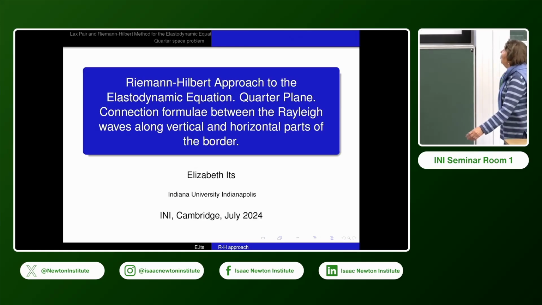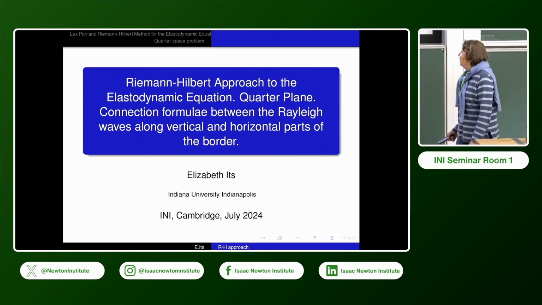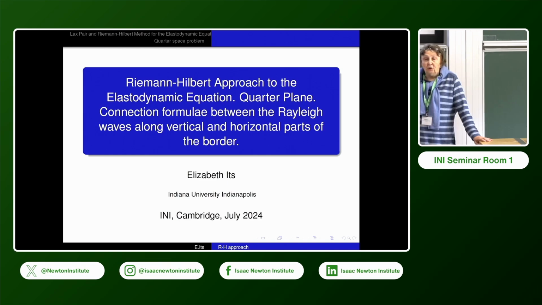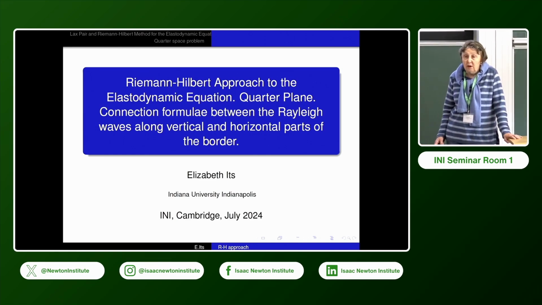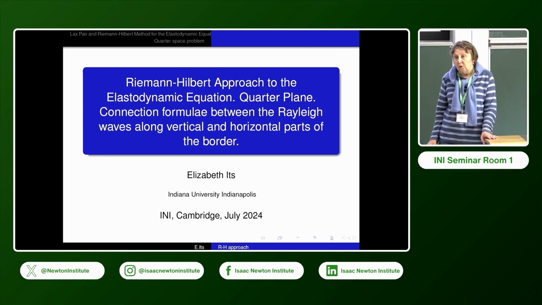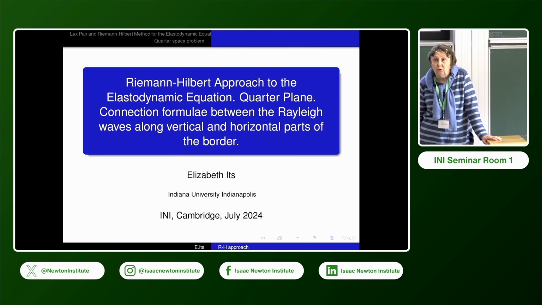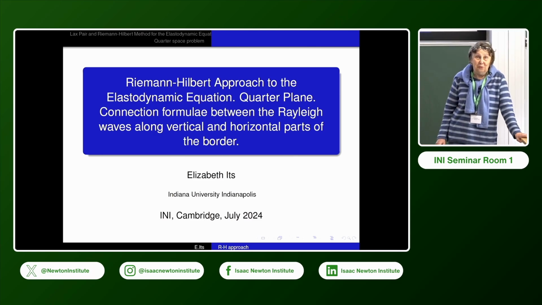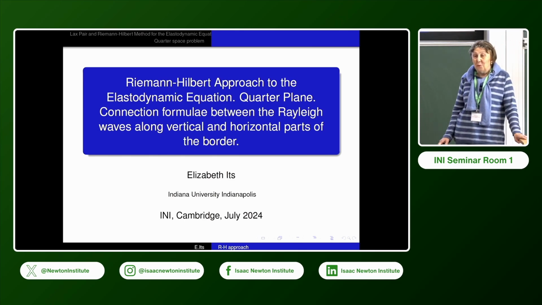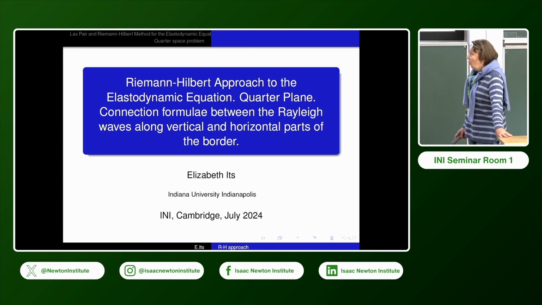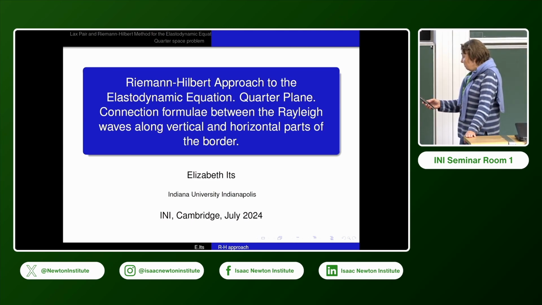Okay, anyway, I am going to talk about the Riemann-Hilbert approach to the elastodynamic equation. It's a long-standing joint project with Alexander, and in fact, some parts of this project have been reported here at the Isaac Newton Institute in the pre-pandemic time. We don't remember how many times, at least once for sure in 2018.